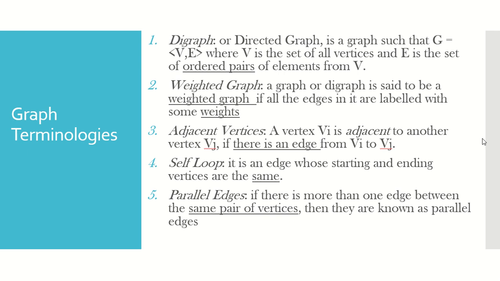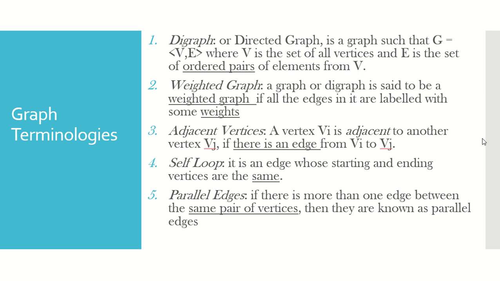Okay, so when you talk about an edge connecting two vertices, if you are associating a numerical value with it, then that numerical value is called a weight. So if all the edges of the graph have a numerical value called weight, then such a graph is called a weighted graph.